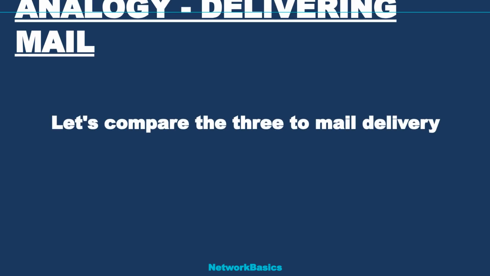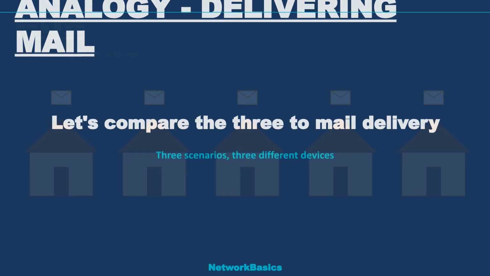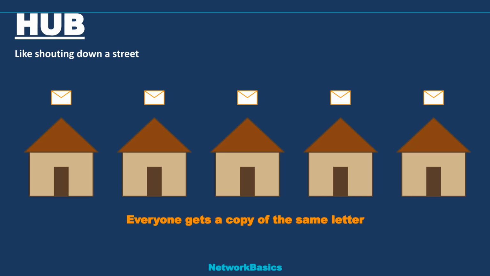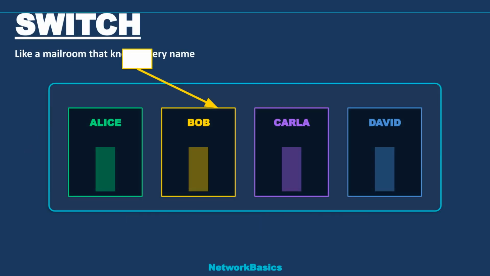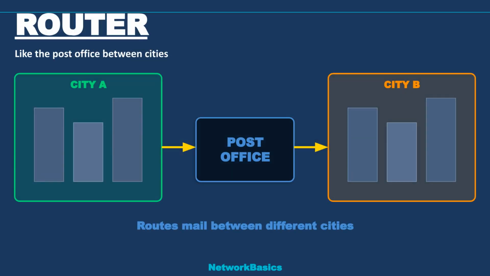So as an analogy, this is like delivering a letter in 3 scenarios with 3 different devices. A hub is like handing a copy of the same letter to everyone on your street, hoping the right person reads it. A switch is like a mailroom that knows exactly which office each person works in and delivers the letter directly. And a router is the post office. It figures out how to send your letter from your city to another city entirely.